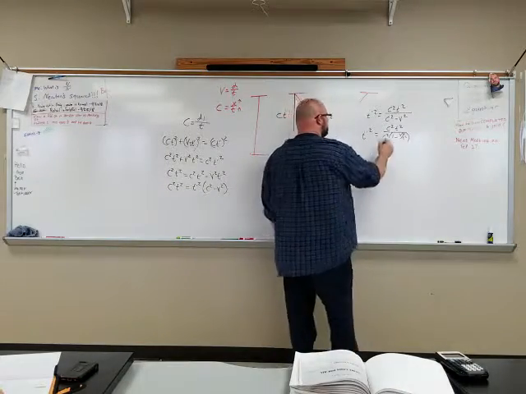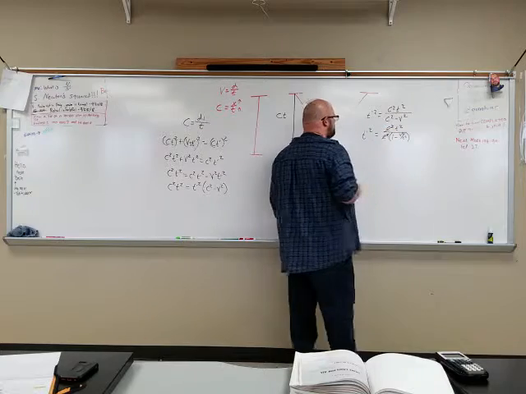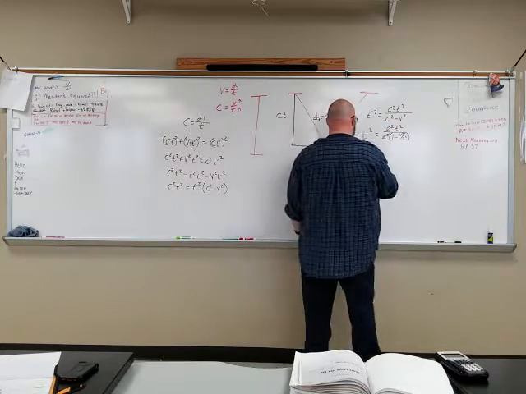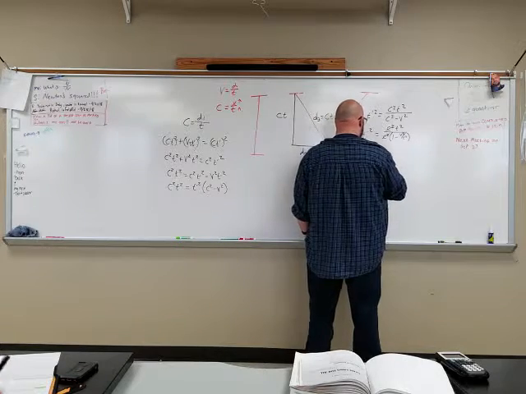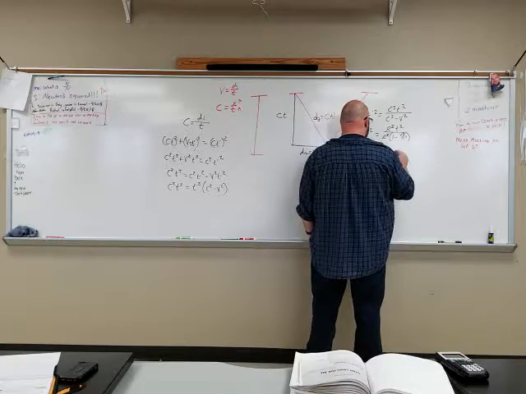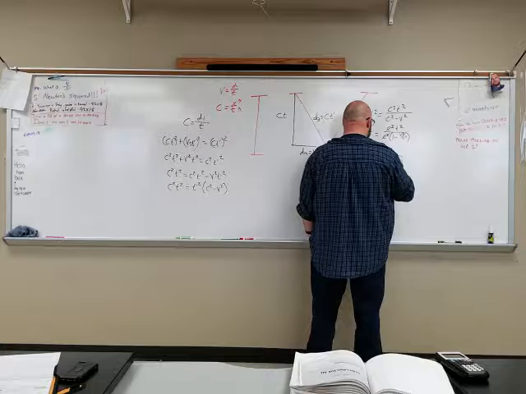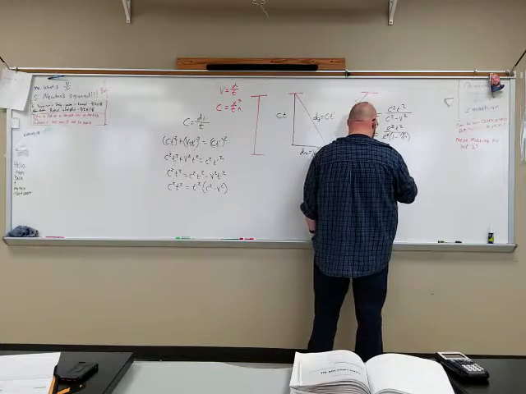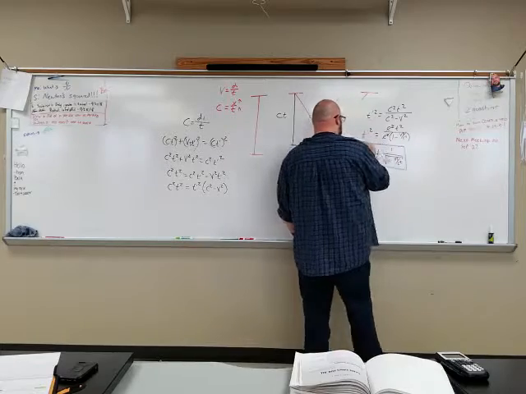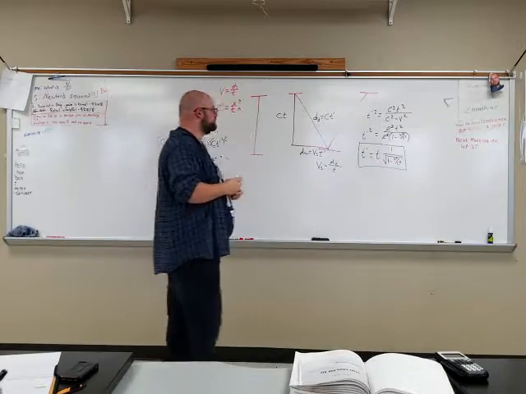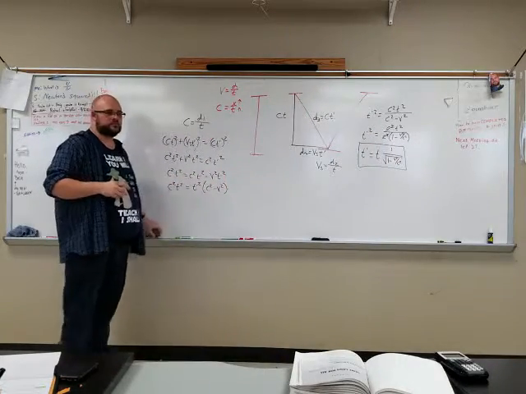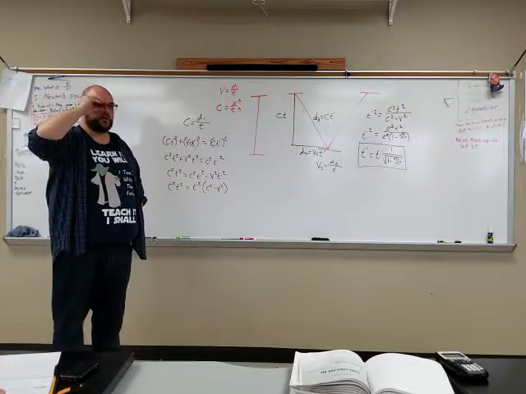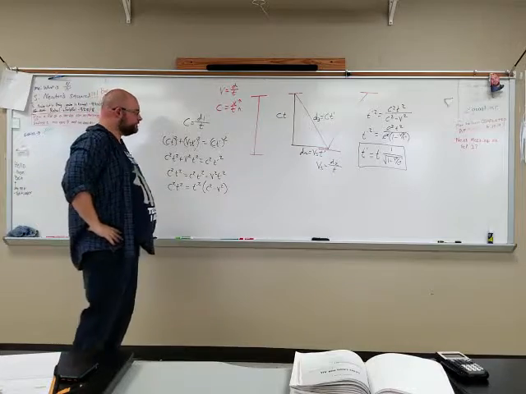Alright, now the c squareds cancel. Now I'm going to take a square root of both sides. So t prime is equal to t times 1 minus the square root of 1 minus v squared over c squared. And there's time dilation. So time just increased? Well, let's find out. Oh no, you're right, you're right.